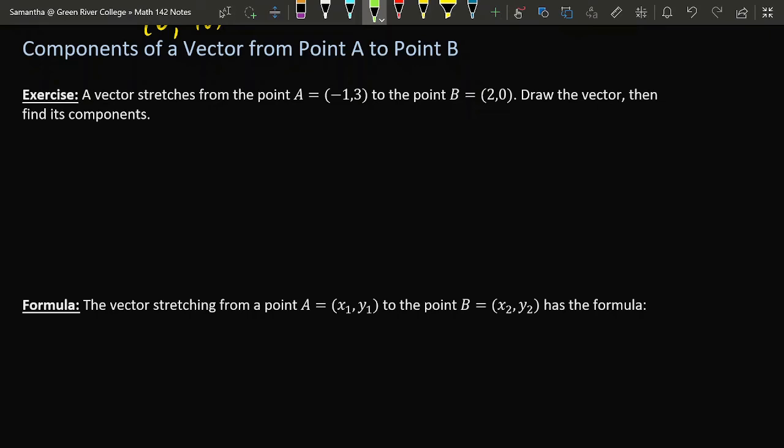Now let's also look at the case where we have a vector which is stretching between one given point and another given point. For example, in the first exercise, we have a vector and we're told that it stretches from the point A equals negative 1, 3 to the point 2, 0. Draw the vector and then find its components. So this is quite similar to one of the exercises from yesterday. Our vector stretches from one point on the xy plane, -1, 3, to another point on the xy plane, 2, 0.